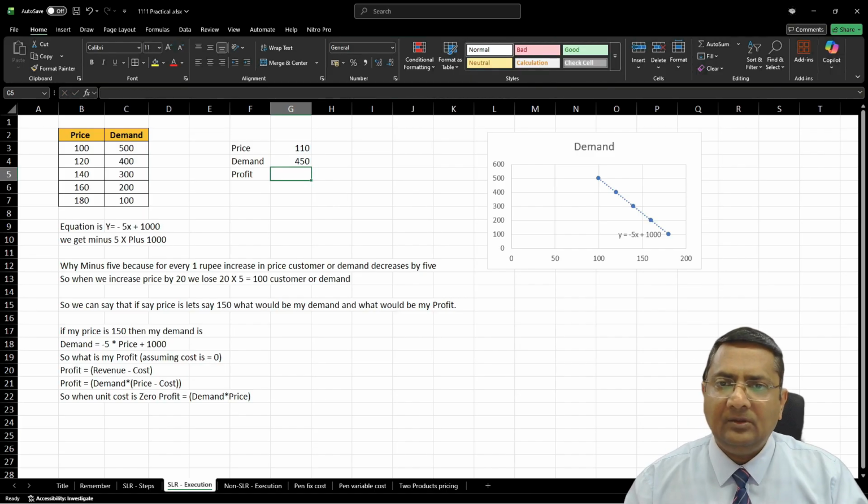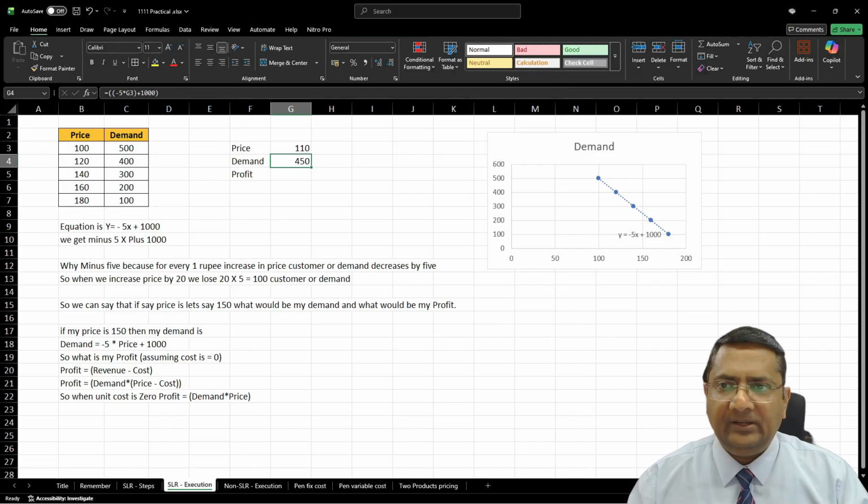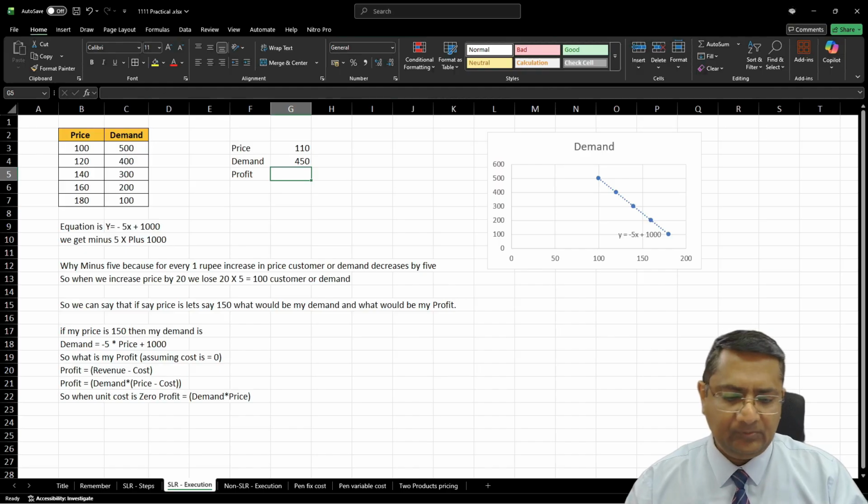Then we got the demand is 450.5 at the price of 110, that we calculated using this. Okay, now profit. What is profit?